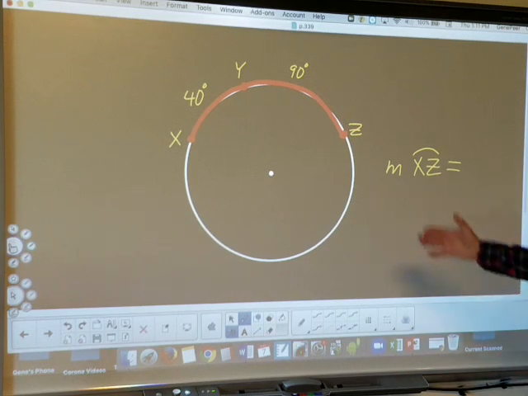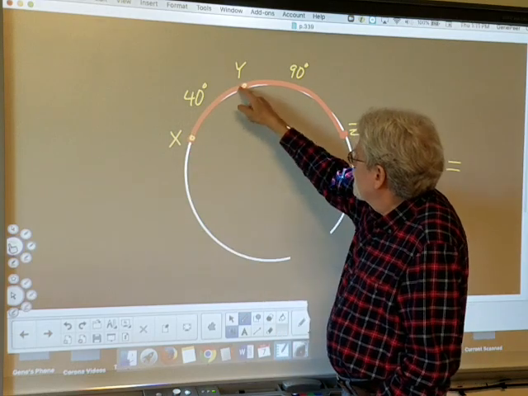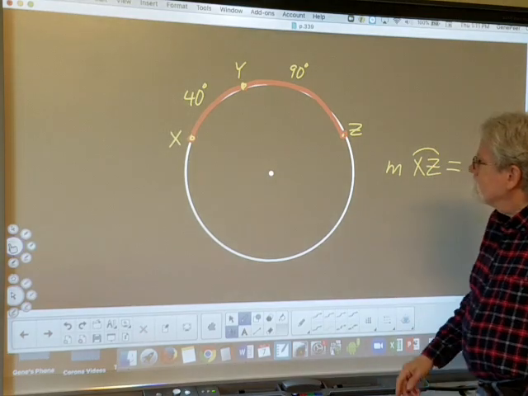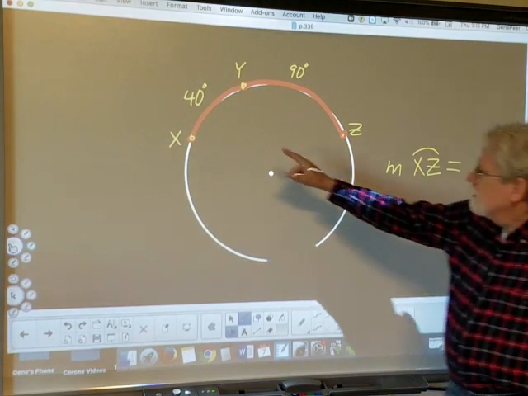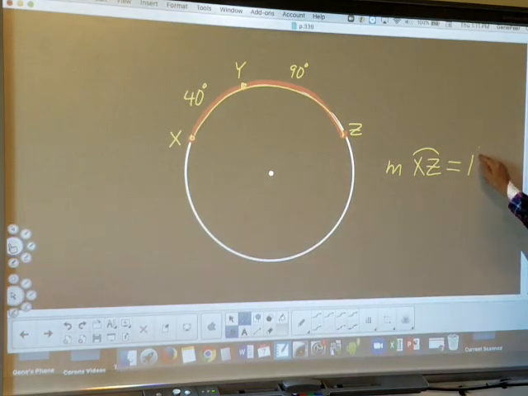I've got two arcs. One goes from here to here, the other from here to here. We got a 40-degree arc and a 90-degree arc. So what's the measure of arc XZ? Arc XZ would be 40 plus 90, or 130. Pretty easy, right? Right, good. Let's move on.